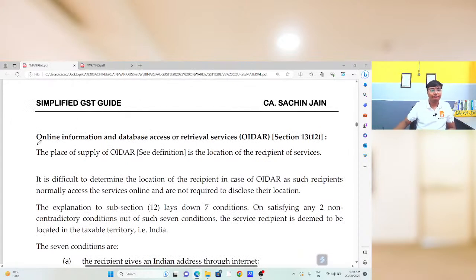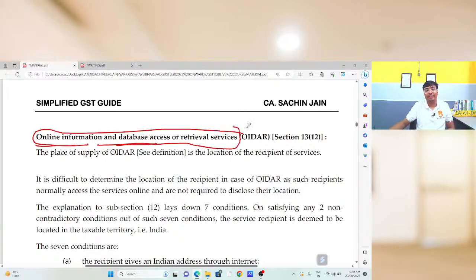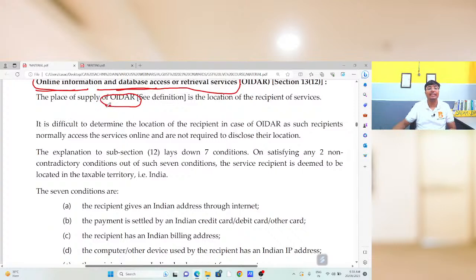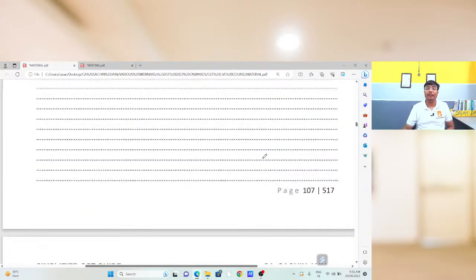Now, this is the point. Online information data access and retrieval services, section 13, subsection 12, which in short we call OIDAR, online information and database access retrieval services. In that case, what will be the place of supply we need to decide? What do you mean by online information and database access and retrieval services? The place of supply in case of OIDAR services is the location of the recipient of the service. Now your question is, what do you mean by OIDAR services?